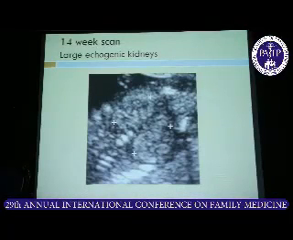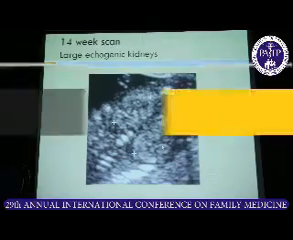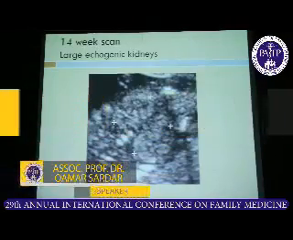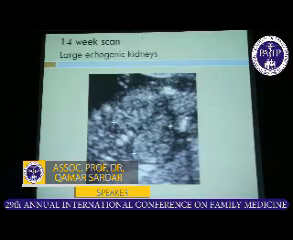Look at these. These are two large kidneys. One is here, and the other one is here. Usually at 14 weeks, kidneys are not this size. They are smaller. So these are large. So we have an encephalocele, and then there are large kidneys.